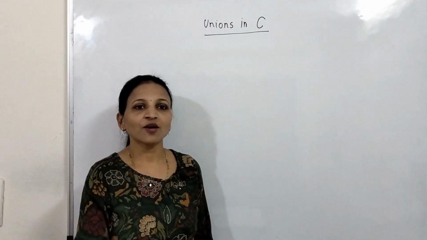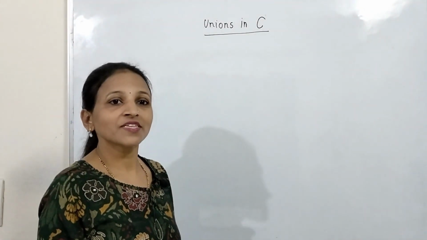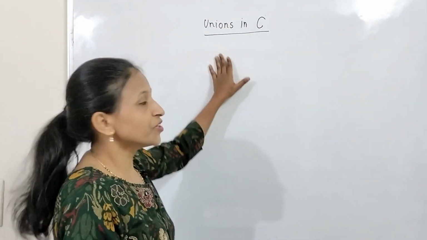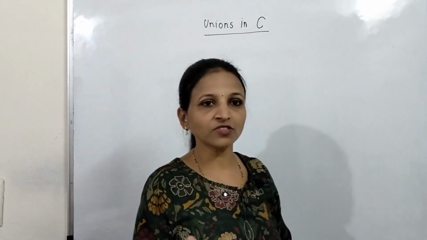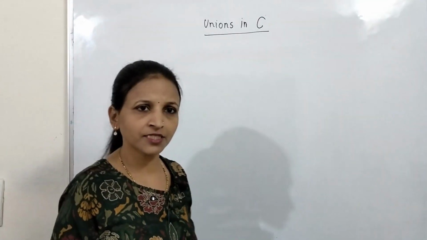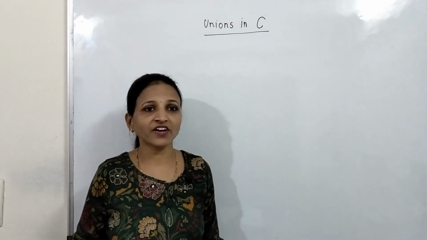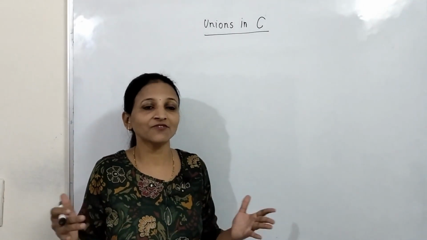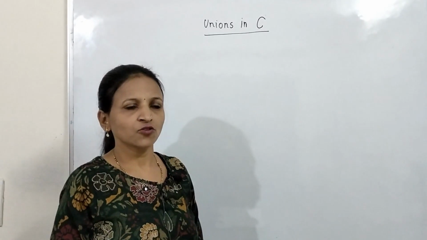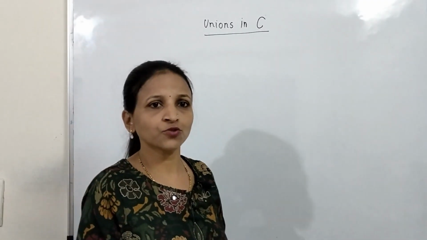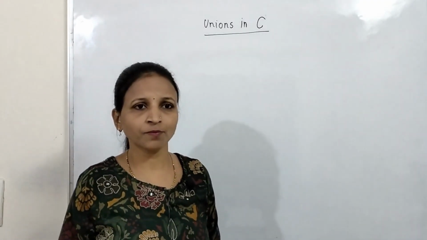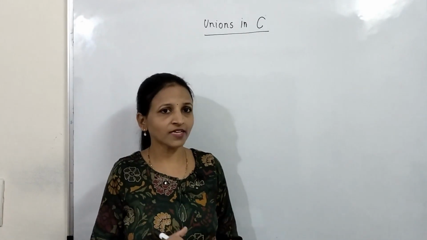Students, in this session I am going to explain the next concept in C programming language, that is unions. In the previous session we have seen structures in C language. What is a structure? A structure is a user defined data type that will group together different data type elements. To represent any object like student, marker, complex number, bank account, we can use a structure.